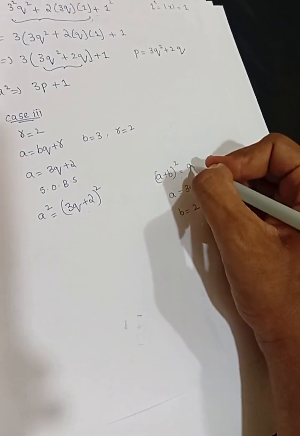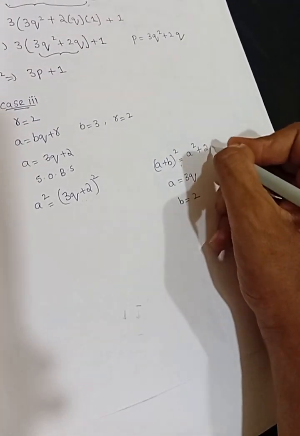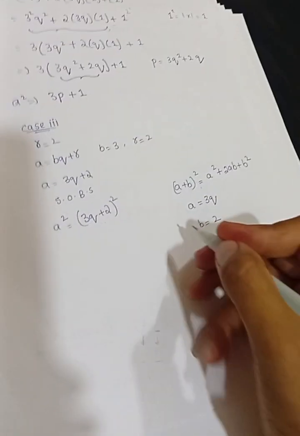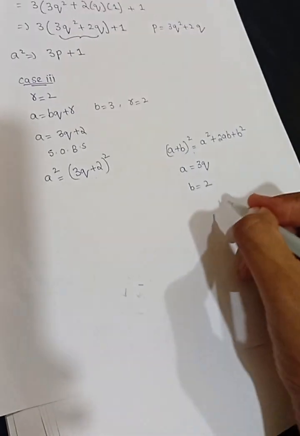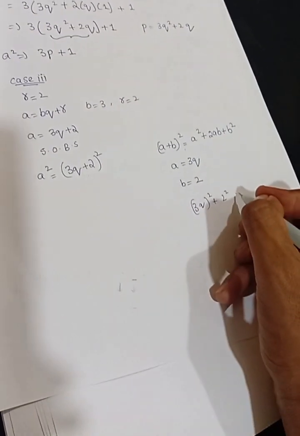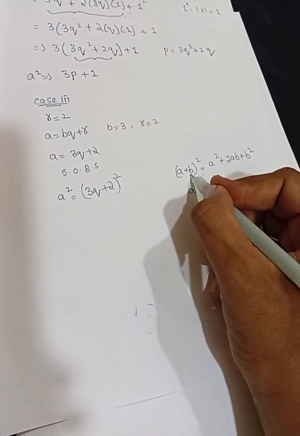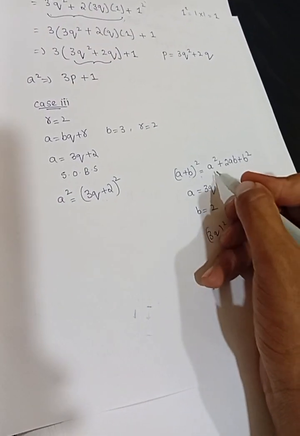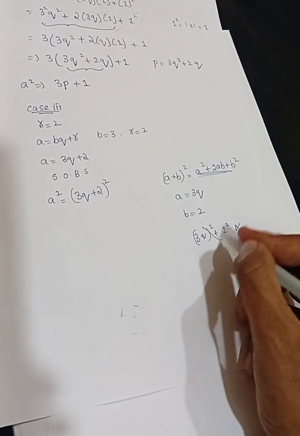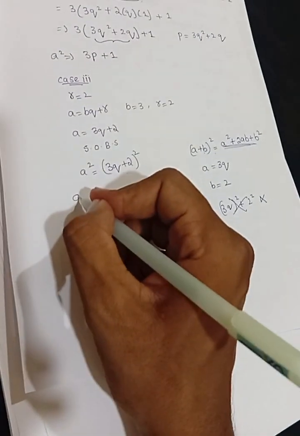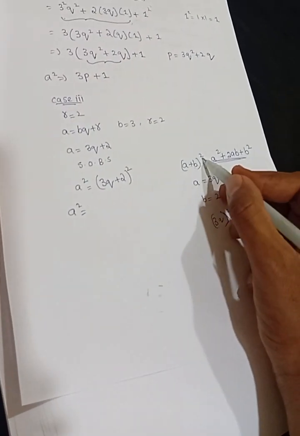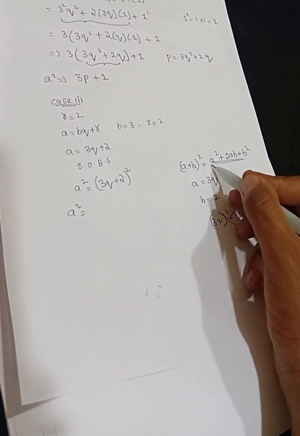So what is the formula of a plus b whole square? A square plus 2ab plus b square. Most of the students, if it is 3q plus 2 whole square, will write 3q square plus 2 square. But this is wrong. You have to compare this with the formula a plus b whole square, and you have to use this formula. You should not use this. Now this a square is equal to 3q plus 2 whole square. It is in the form of a plus b whole square. So the formula is a square.